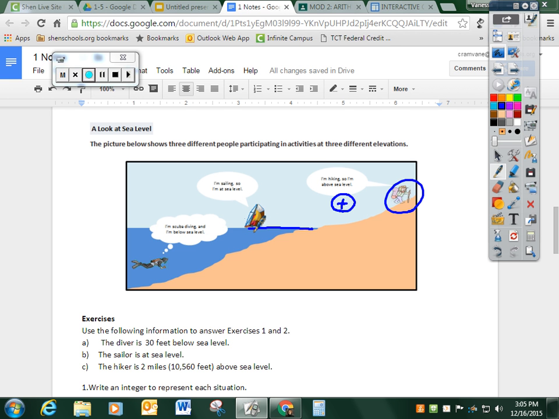The sailboat is sailing at sea level, so that's going to be neutral, not positive or negative. And the scuba diver is below sea level, so he's going to be in the negative range. Our exercises ask us to use the following information to answer exercises 1 and 2. The diver is 30 feet below 0, or below sea level. The sailor is at sea level. And the hiker is 2 miles, or 10,560 feet above sea level. Okay, so let's scroll down.